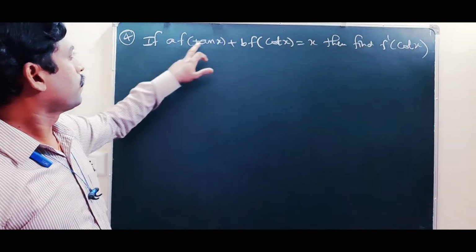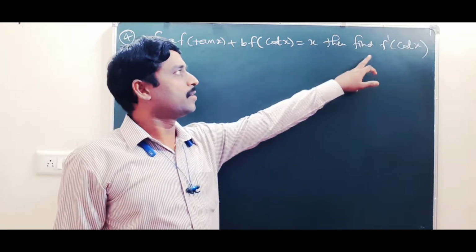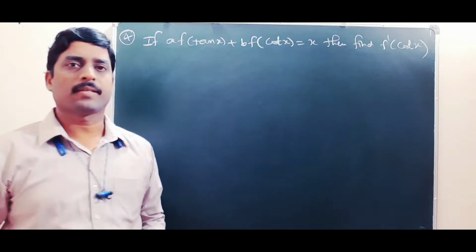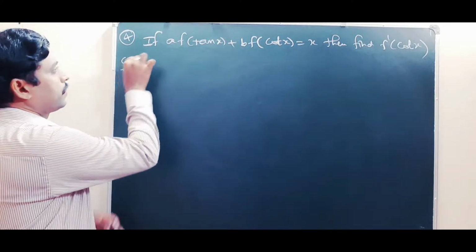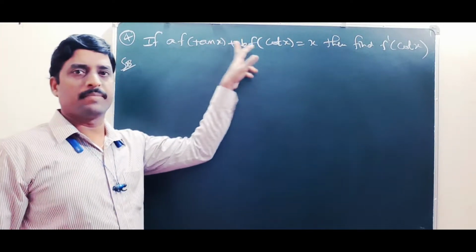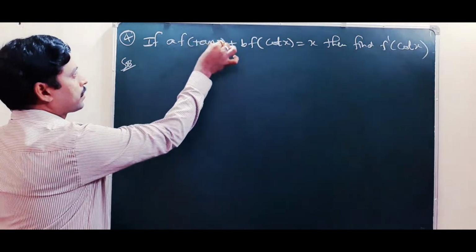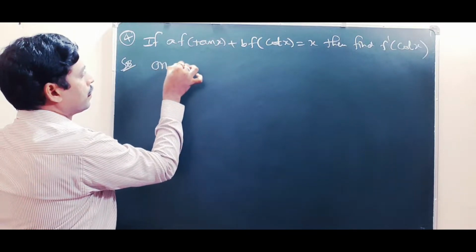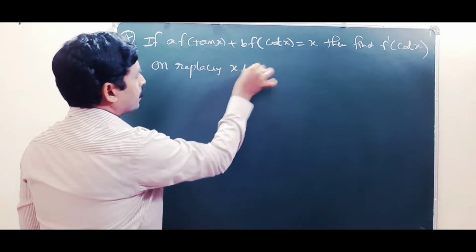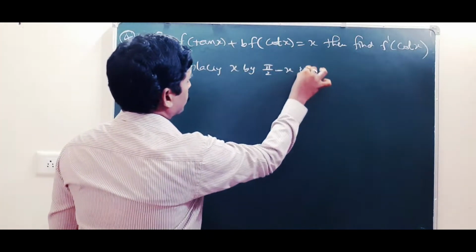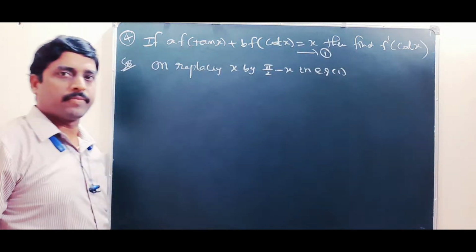So a into f of tan x plus b into f of cot x equal to x is given. Then we have to find f dash of cot x. Okay. So what is given? a into f of tan x plus b into f of cot x equal to x given. So first, on replacing x by 90 minus x in equation 1. Okay, let us take the given statement as equation 1.